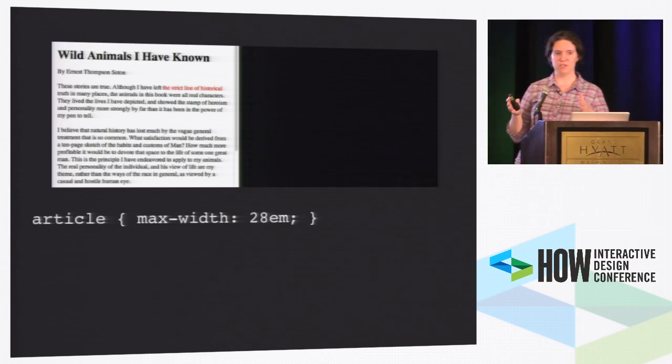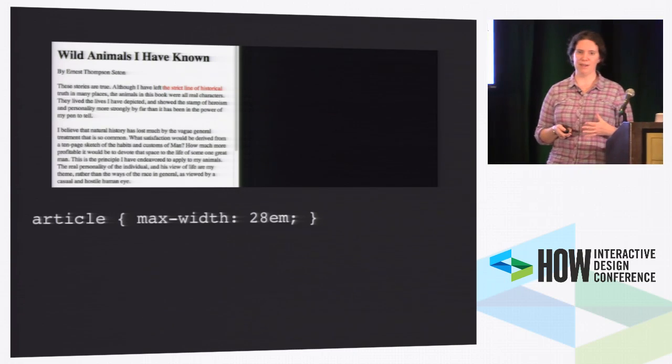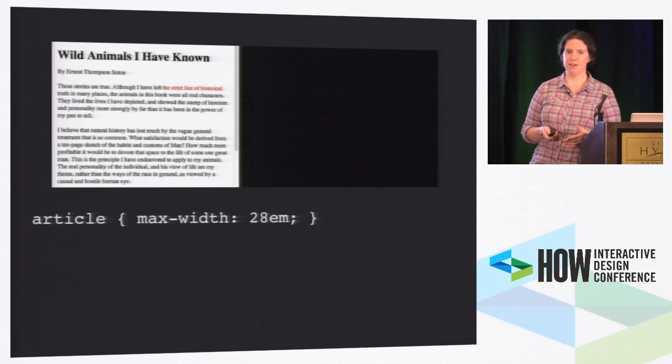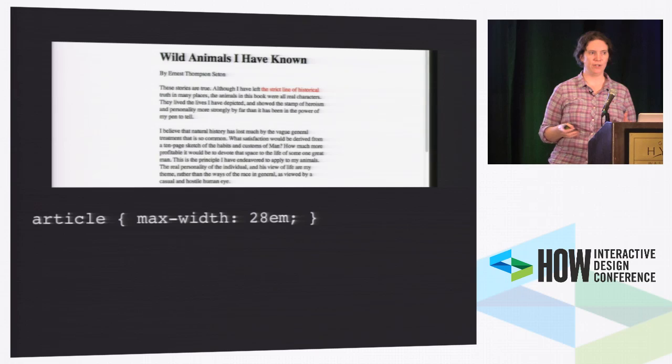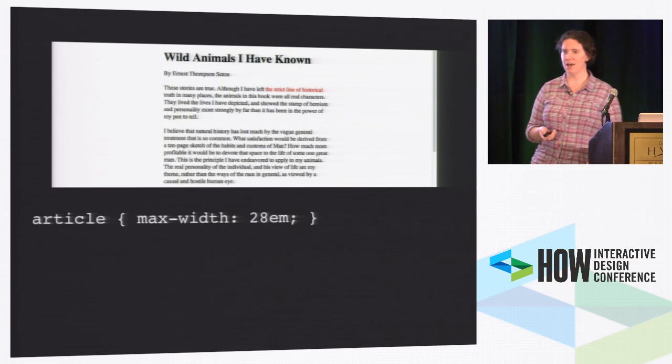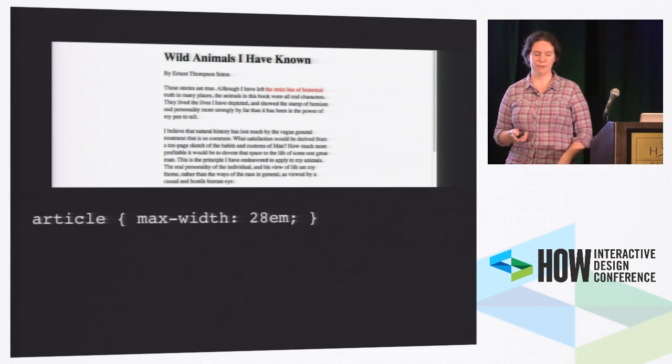So figure out what that sweet spot is, and then you're just going to add a max-width of whatever that number is to that element. Then if you make the window wider, that paragraph's never going to get wider than 75 characters, so it's always going to stay within that good reading length.